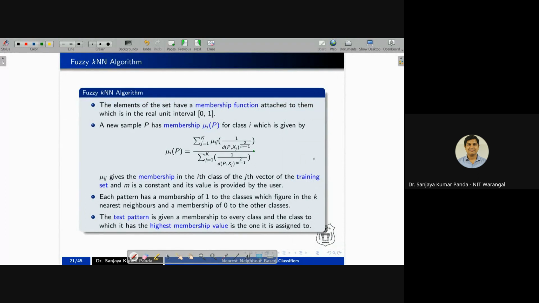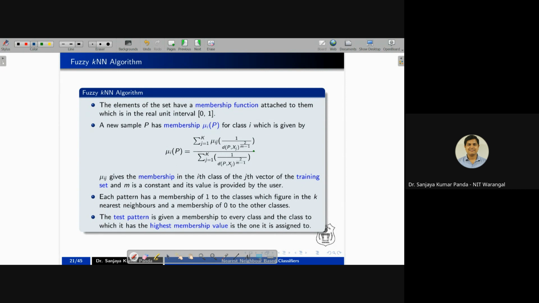Okay. Another improvement over the KNN algorithm is the fuzzy KNN algorithm. In the fuzzy case, we are not saying that it is 0 or 1, but we consider a value between 0 and 1. You can say you have a membership value in one class, another membership value in another class. So the elements of the set have a membership function attached to them, which is in the real unit interval, that is 0 to 1. So a new sample P has a membership mu i(P) for a class i, which is given by this particular formula.